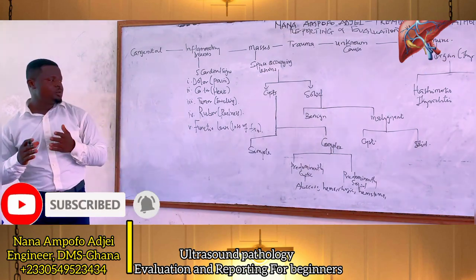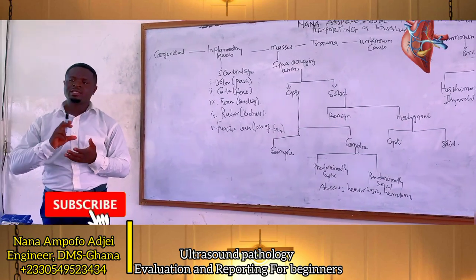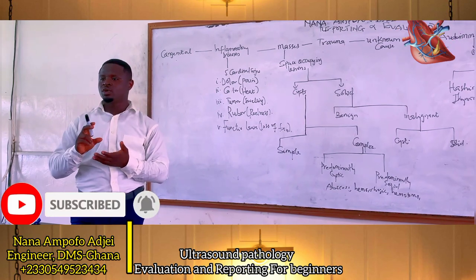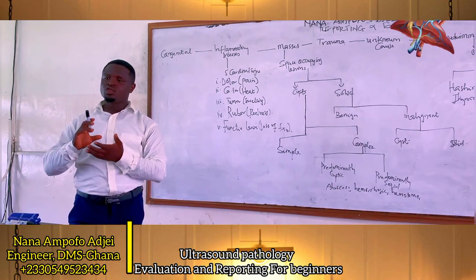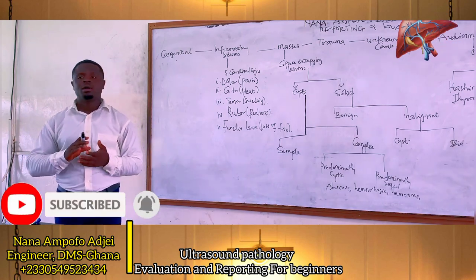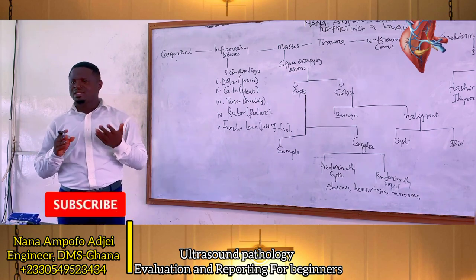So as a sonographer, you begin to compare. Is it normal or abnormal? You measure: it is greater than 3 centimeters for the head of the pancreas, greater than 2.5 centimeters for the body, and the tail is also greater than 2.5. That is the dimension that we are supposed to know. Because there's an increase in size, you become like, what is that?